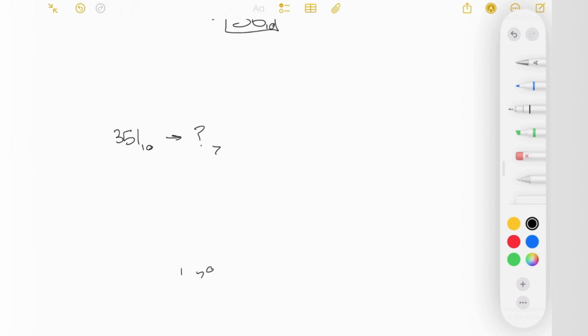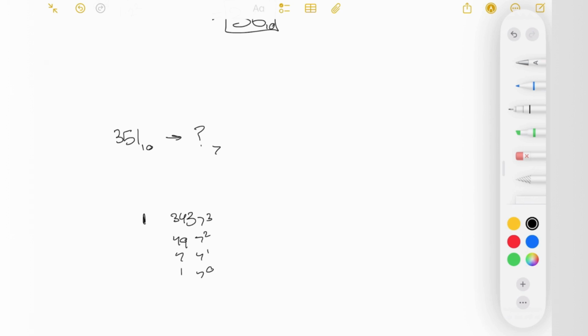Well, 7 to the 0 is 1. That's not really close. 7 to the 1 is 7. Not close. 7 to the 2 is 49. Getting better. 7 to the 3 is 343. So we can see that we can include exactly 1 of 343 if we want to make 351. 2 would be greater than 351.